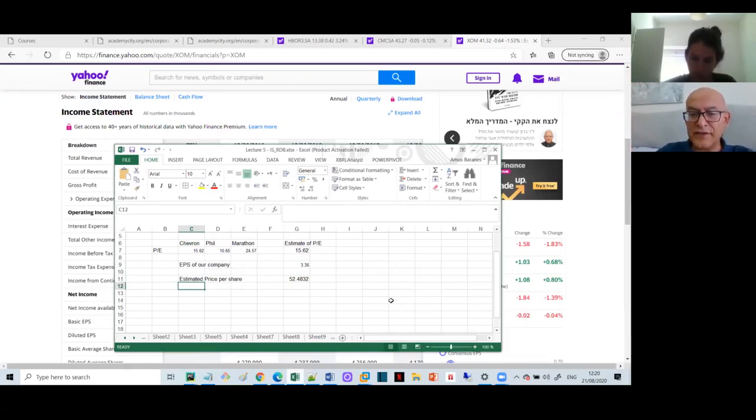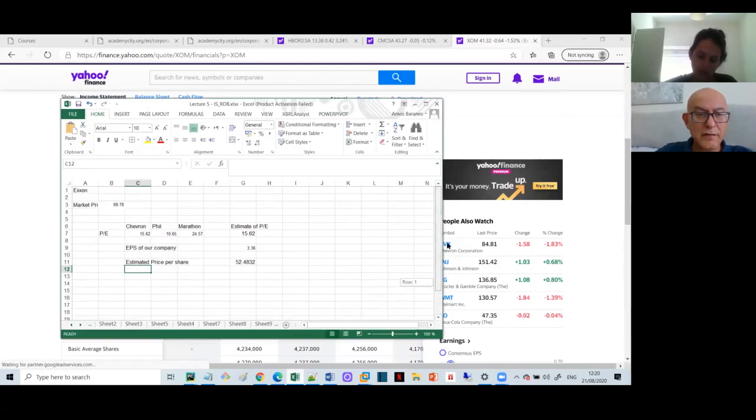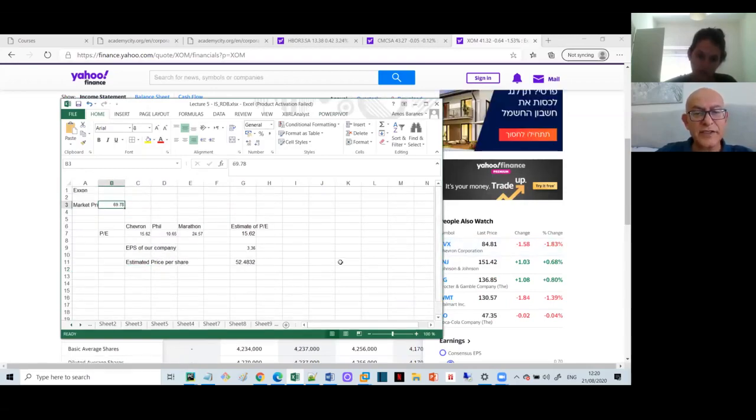Now let's see how much it is being traded for. And this is the first number we got. So let's go and look at it. This is right there. Here we go. It's being traded for 69. That tells us it's around 35% higher than what our valuation says. Now, what will you do? What will be your conclusion?